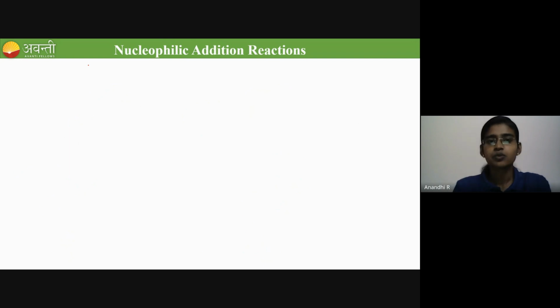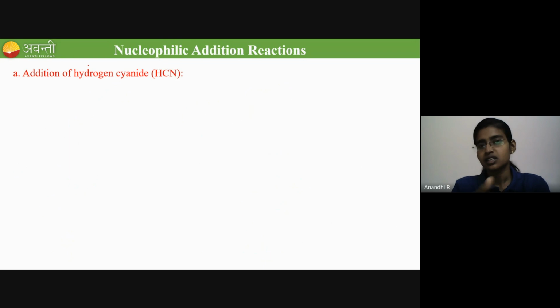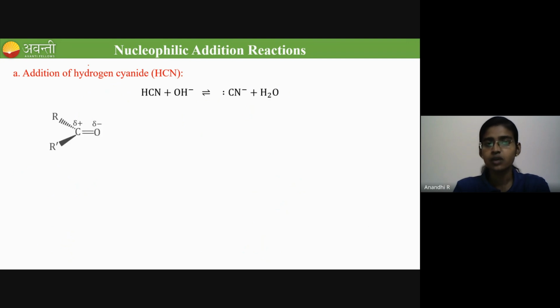So now let's move on to some of the nucleophilic addition reactions. The previous slide talked about the mechanism of this nucleophilic addition reaction, and now we are going to see the real examples. First, we are going to see the addition of HCN. How are we going to add this HCN to the C=O system?